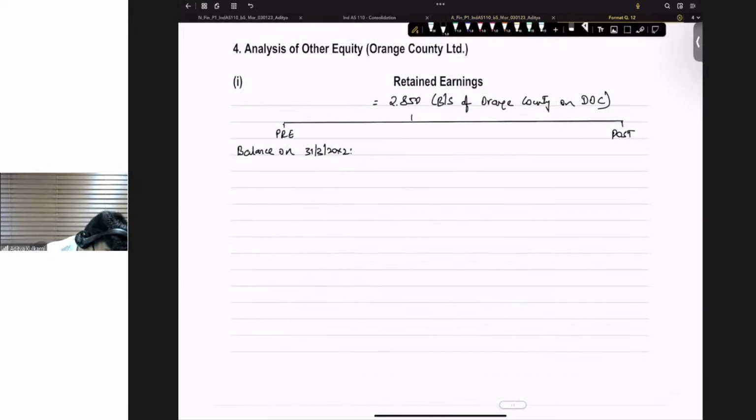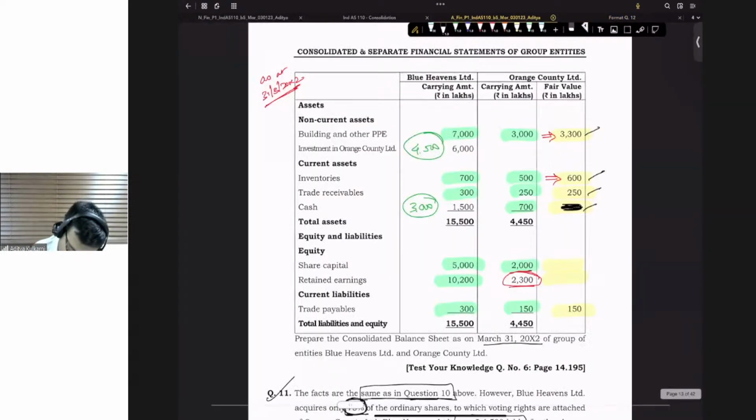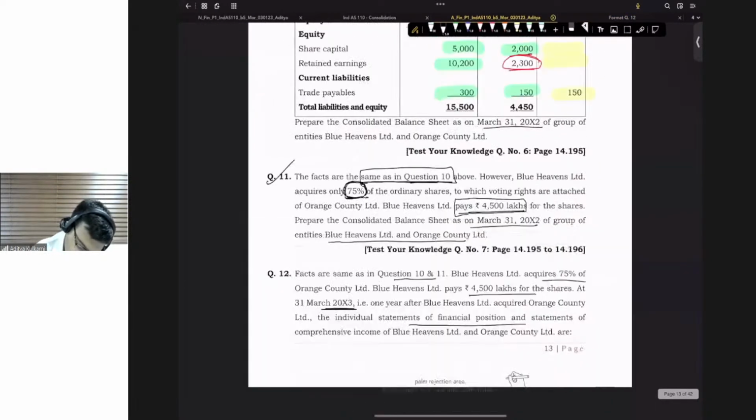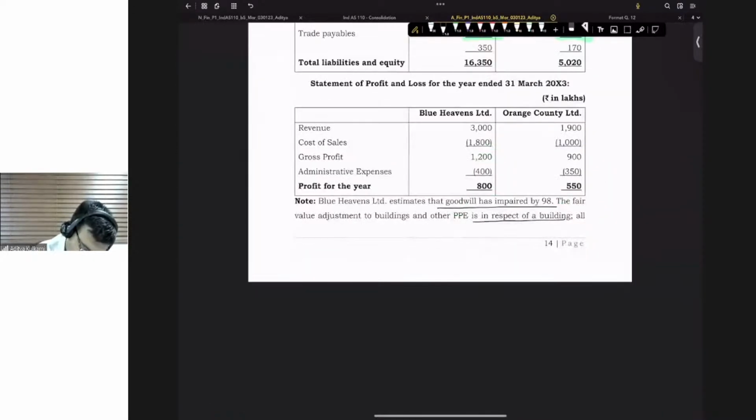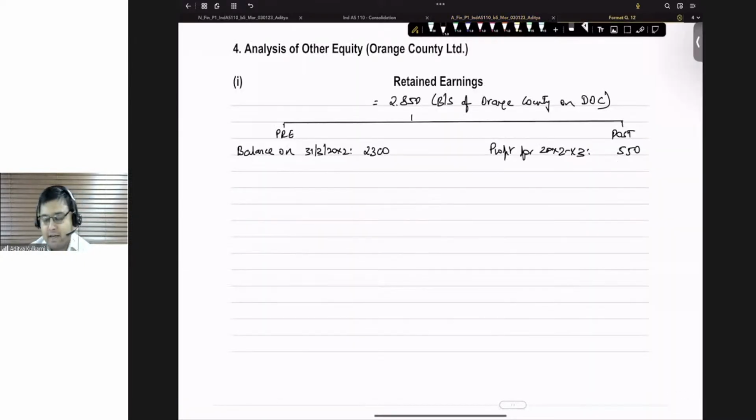2300. And then profit for 20x2 x3. 2850 minus 2300, 550. Alternatively, you could also take 550 from here. That is why these profits are given to you. Alternatively, you could see that Orange County's profits are 550. So you have taken this 550.